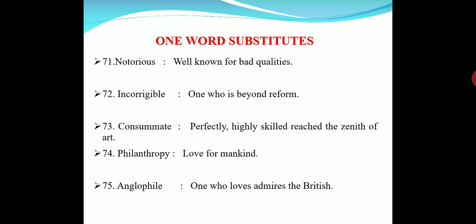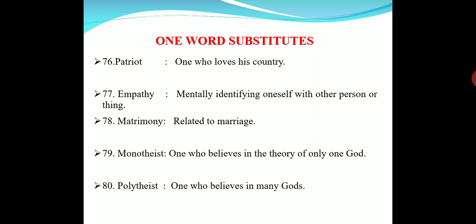So consummate means perfectly, highly skilled, reached the zenith of art. Some people might have reached the zenith of art. They are so perfect. They are called as consummate. Next, philanthropy. Philanthropy means love for mankind. Anglophile means one who loves and admires the British is called as Anglophile. Patriot. Patriot means one who loves one's own country is called patriots.